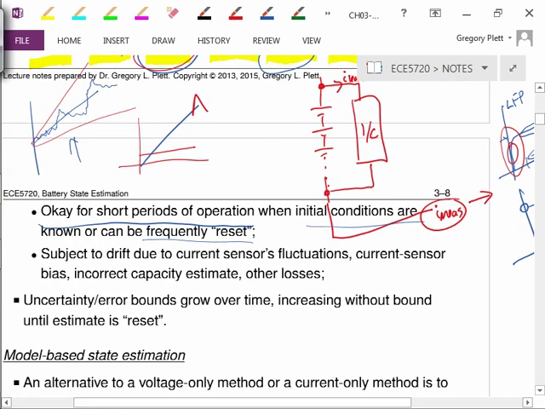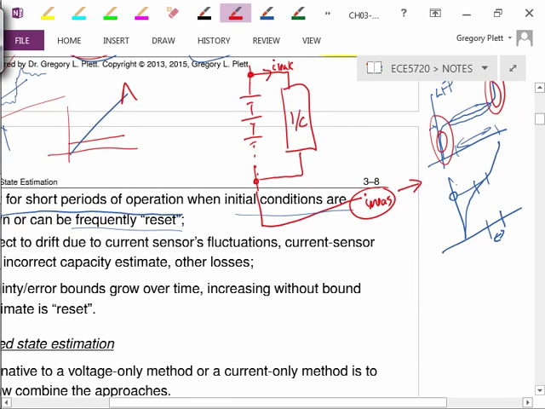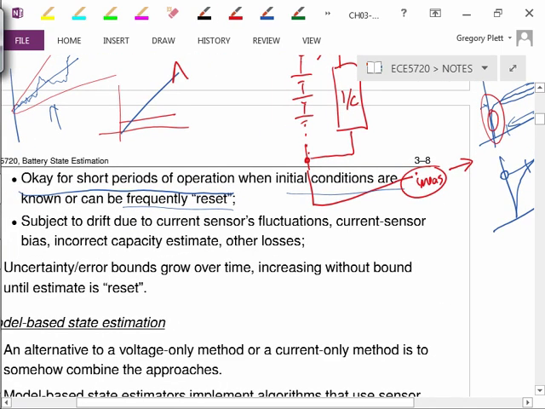In any case, if voltage sometimes or frequently gives me some indication of what the state of charge is, I can reset my Coulomb count and use that as a basis of an estimator.